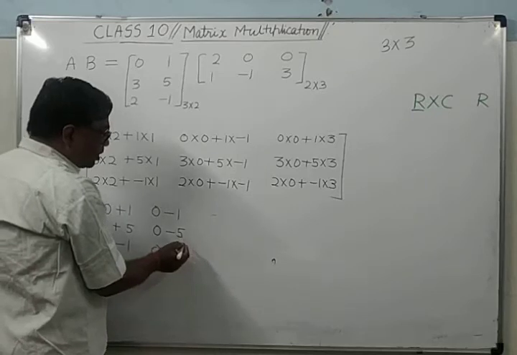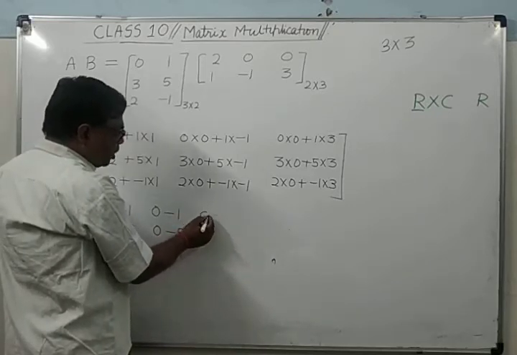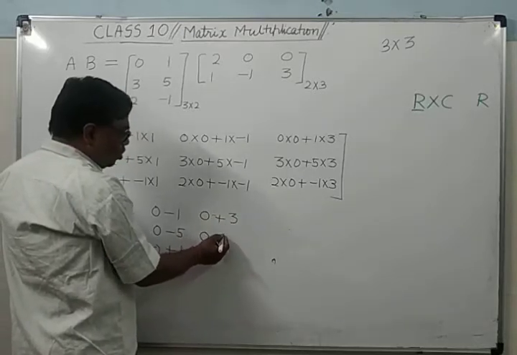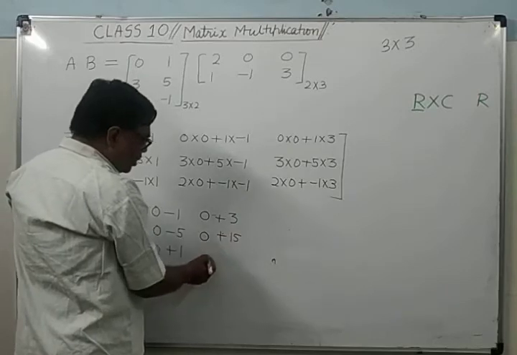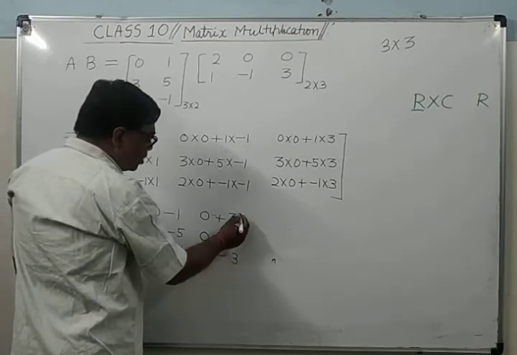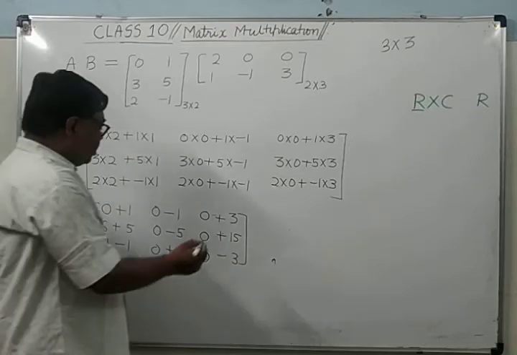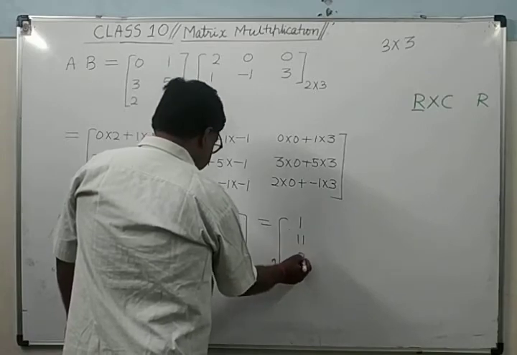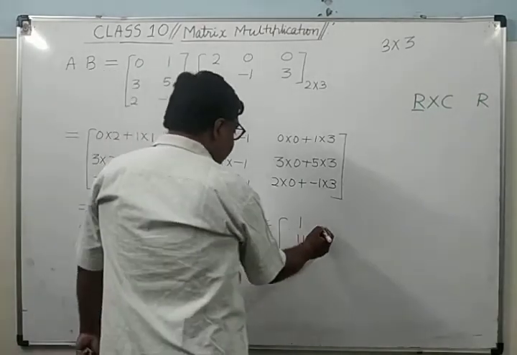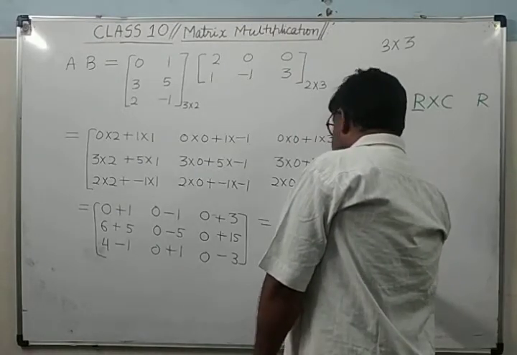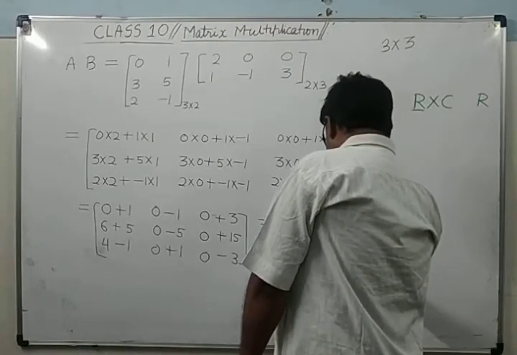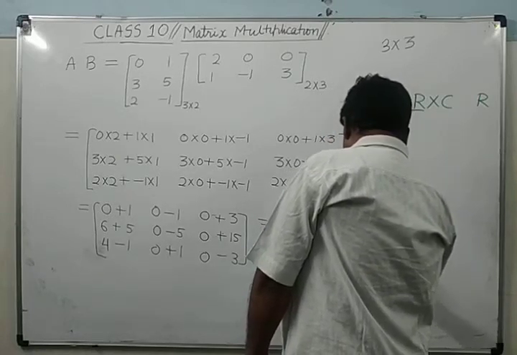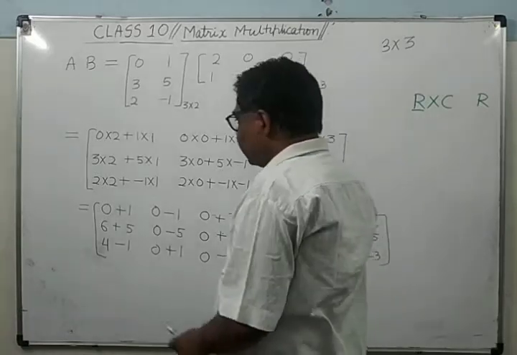This is simple multiplication, but you have to perform that multiplication very carefully. Otherwise there will be error. 0 plus 15 and here is 0 minus 3. When you will further simplify, 0 plus 1 is 1, 11, 3. This is minus 1. You can see here minus 1, minus 5 and 1. And then here 3, 15 minus. This will be the answer.